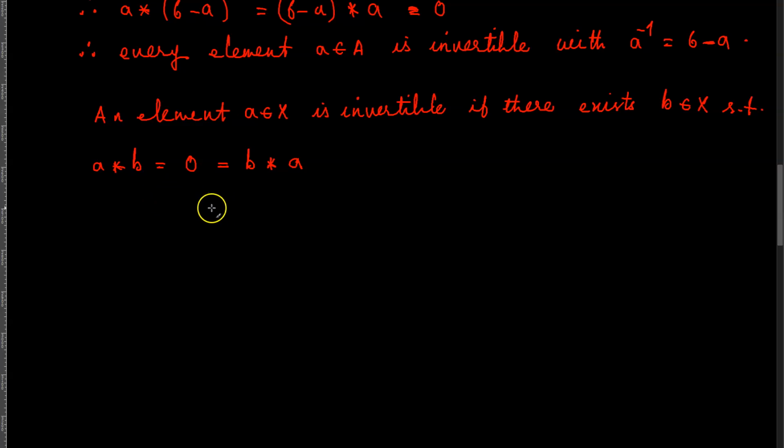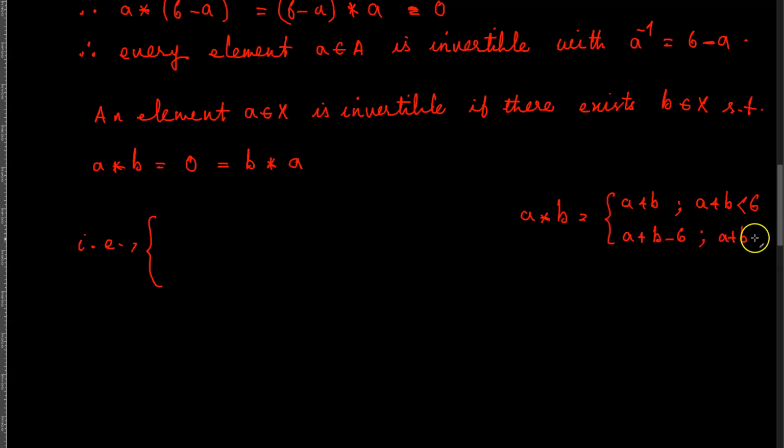Now, what that means is that I can write the rule that we had for this, the definition of this binary operation: A star B is equal to A plus B if A plus B is less than 6, and it is equal to A plus B minus 6 if A plus B is greater than or equal to 6, right?